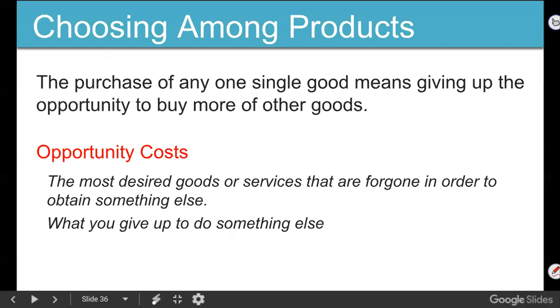Because we have opportunity costs. If you only have a buck and you go down to that machine, yep, the peanut M&Ms are a substitute for regular M&Ms. But the fact that you bought peanut M&Ms means you gave up the opportunity to buy the regular M&Ms because you don't have that much money. All right. So, we talked about opportunity costs first week of class, right?